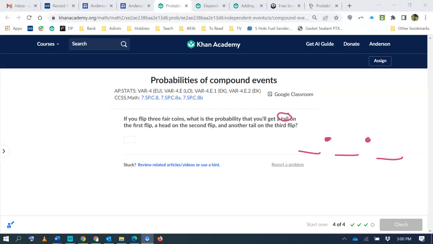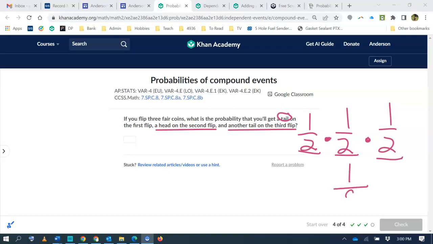So we need to get a tail on the first. What's the chances I get a tail on the first? 1 over 2. What are the chances I get a head on the second flip? Also 1 over 2. And finally, we need another tail on the third flip, so we have 1 over 2. So now we have a multiplication problem of 3 fractions. 1 times 1 times 1 is 1, and 2 times 2 times 2 is 8. So 1/8.